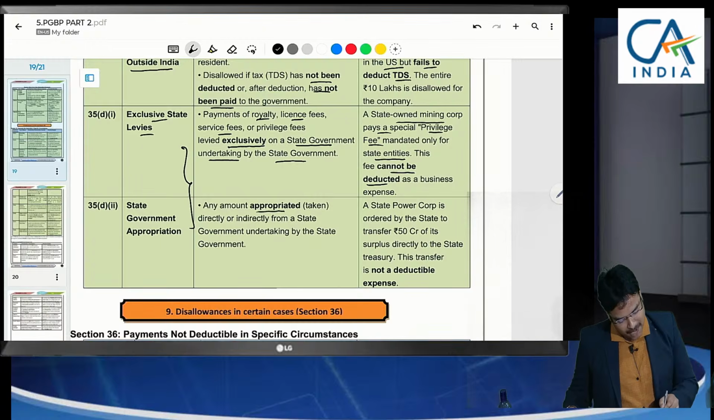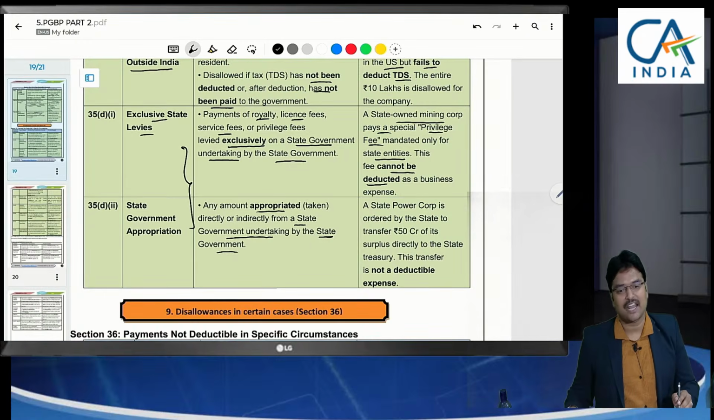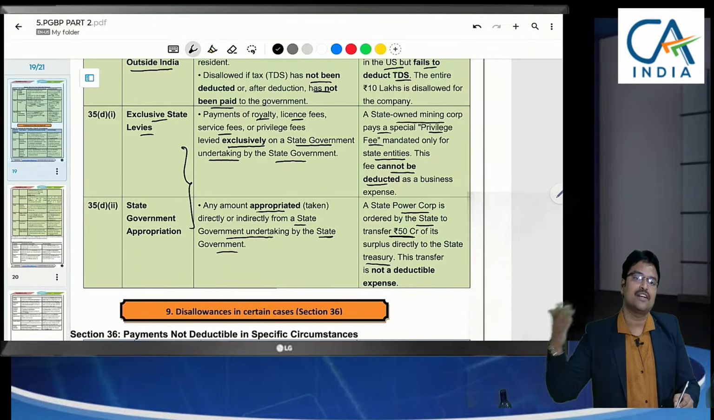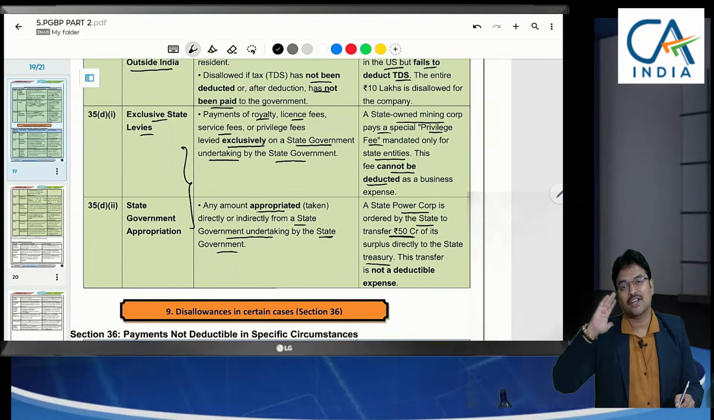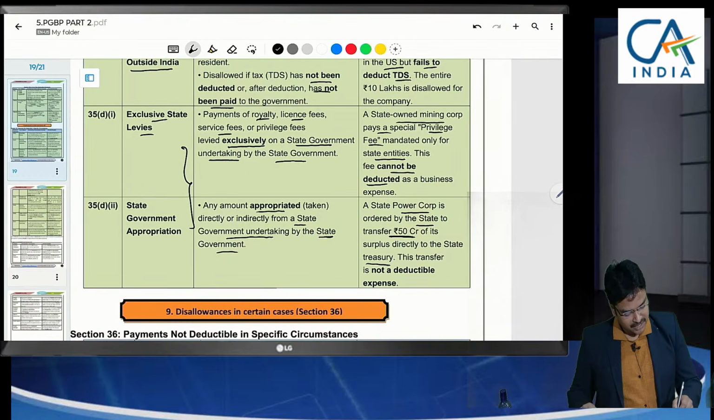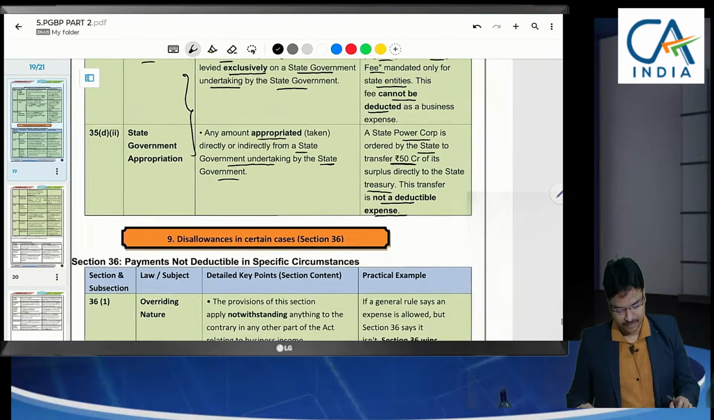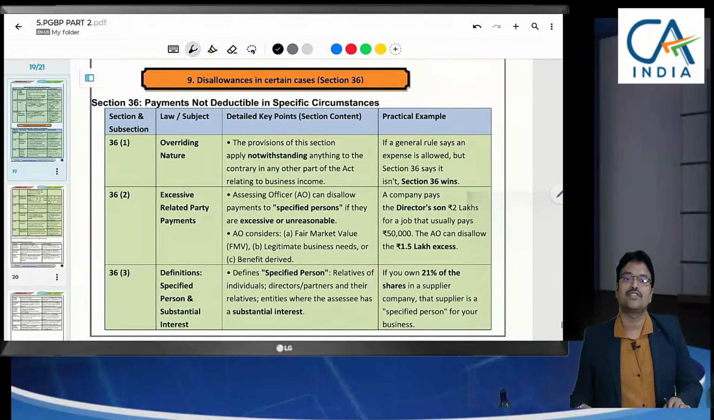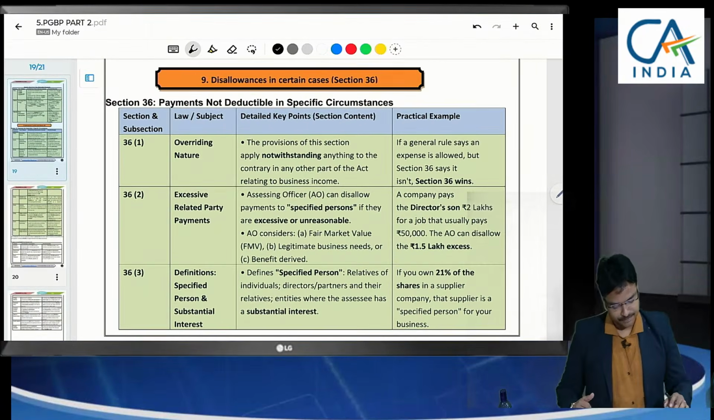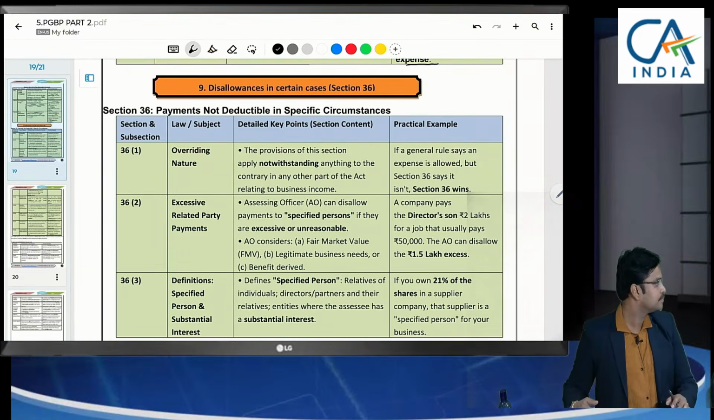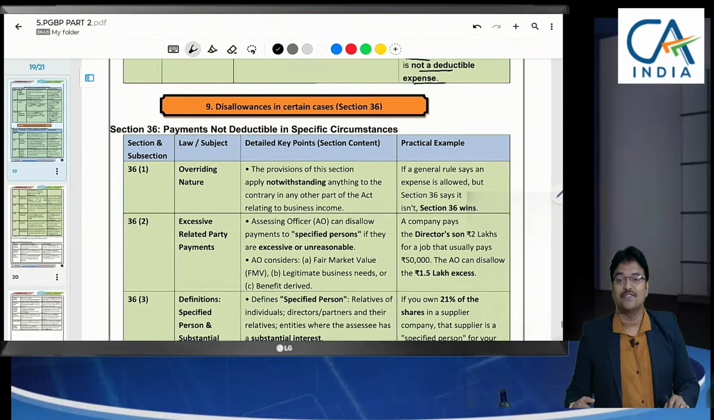An amount apportioned from directly state government undertaking to state government, this one also cannot be claimed. A state power corporation is ordered by the state to transfer 50 crores to treasury. So state government company is giving to state government, which will lead to reduction of taxes to central government. That's why this is not a deductible expenditure. This is nothing but distribution of profits to state government. Hope the concept is very clear.